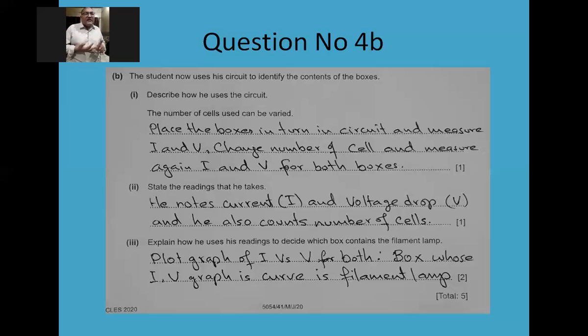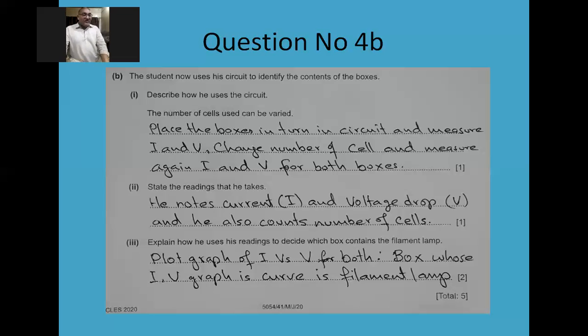Take different values of current and voltage by changing the source; when you change the battery, the I and V values will change. So for box number 1 and box number 2, one box has the fixed resistor, the other box has the filament lamp. Note down the readings on the ammeter and voltmeter, and then plot an IV graph for both boxes. The graph in which there is a straight line will be the fixed resistor, and the graph whose IV graph is a curve will be the filament lamp, because the filament lamp is a non-ohmic conductor. So my answer is: plot the graph of I versus V for both boxes; the one whose IV graph is a curve is the filament lamp. So very easily you can recognize.